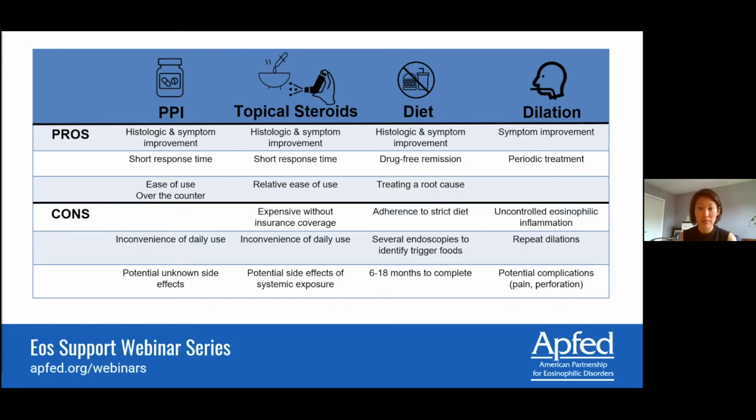And then finally, endoscopic dilation, which doesn't really control the inflammation, but can help you feel better if we're stretching the esophagus out. But it also comes with some disadvantages of needing repeated dilations if the disease is progressing. And also, like any procedure, it comes with potential complications of pain, and then a small risk of what's called perforation, or creating a tear or a hole in the bowel.